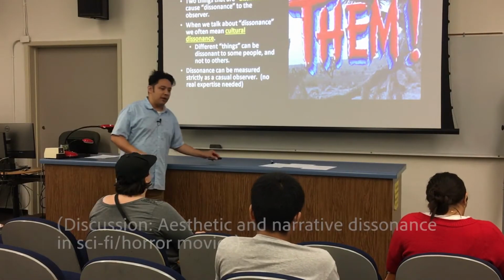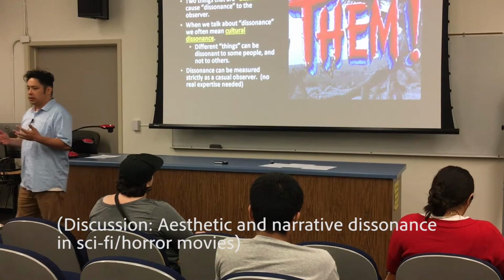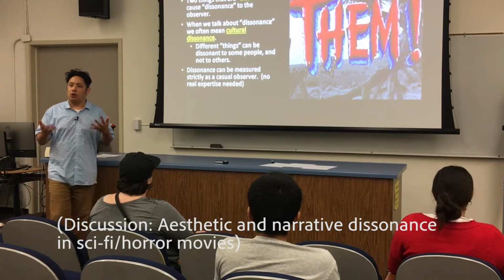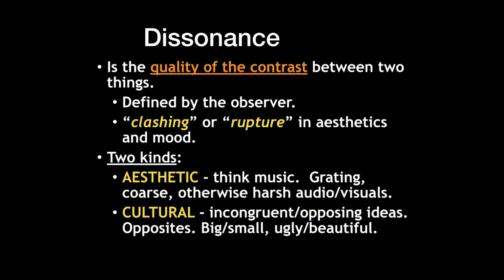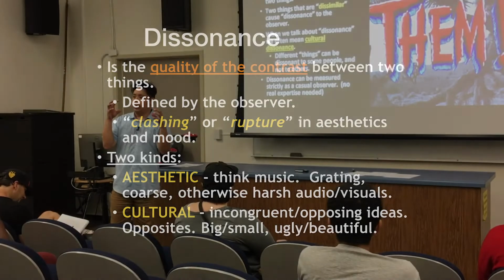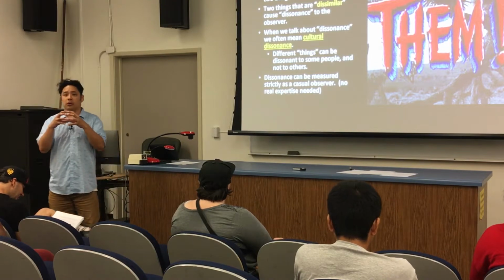Okay, so one thing that is very interesting about sci-fi and horror that you'll notice is that sci-fi and horror deal with dissonance. Dissonance, by its very definition, is the quality of contrast between two things. In horror films and sci-fi, you deal a lot with things that are beautiful juxtaposed with things that are ugly. Things that are safe juxtaposed with things that are unsafe. And that incongruity, that clash, is what science fiction films and horror films are all about.